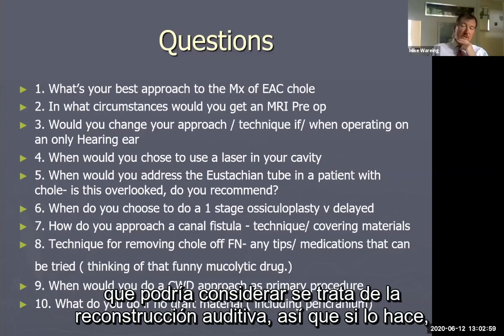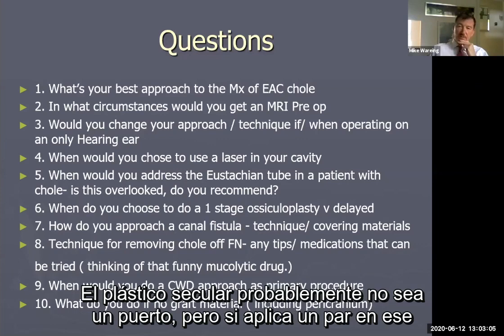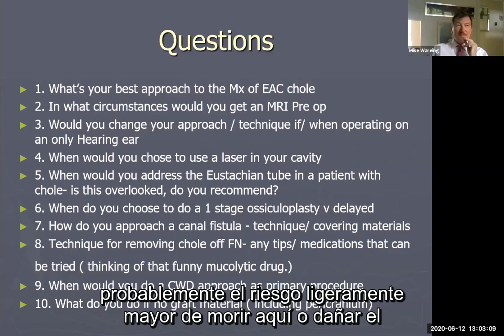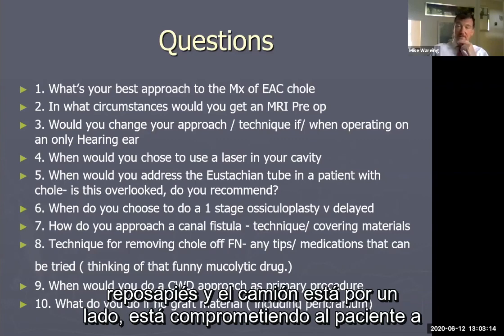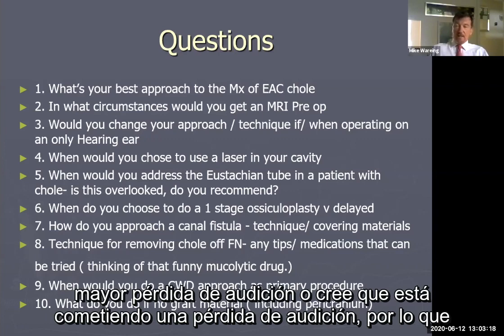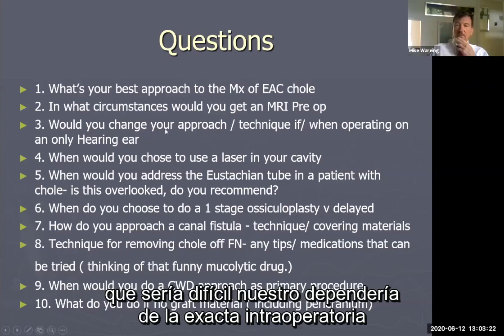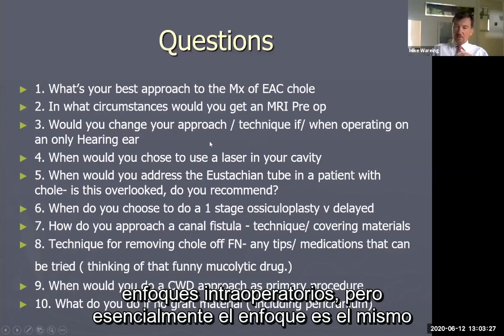The only issue that you might consider is about hearing reconstruction. So if you do an ossiculoplasty, probably not a PORP, but if you put a TORP on, there probably is a slightly higher risk of getting a dead ear or damaging the footplate. And the trouble is, on one hand, you're committing the patient to a bigger hearing loss, or you think you're committing them to bigger hearing loss. So that would be a difficult one. It would depend upon exact intraoperative approaches, but essentially the approach is the same.